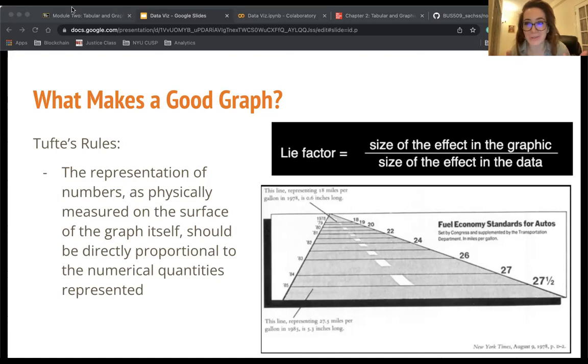It was almost somewhat of an artistic decision, whereas in something like this graph of fuel economy standards for autos, the different space that each line takes up is proportional to the effect of that change in the fuel economy standards. So we see this type of proportion is actually representative of the effect in the data.